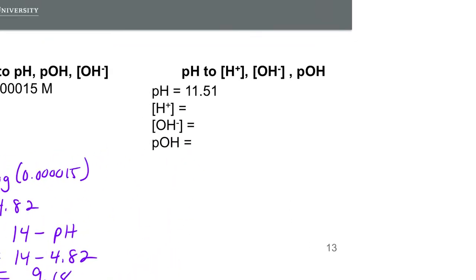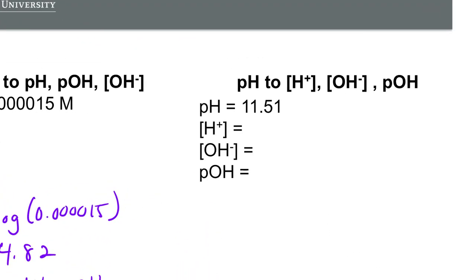Okay. Instead of going through the others, I'll give you some answers here. So when we have a pH of 11.51, our H plus concentration, I get 3.1 times 10 to the minus 12 molar. The OH minus concentration should be much higher, right? We have a high pH, so we have a lot of hydroxide. So we have 3.2 times 10 to the minus 3. And the pOH should be 2.49.